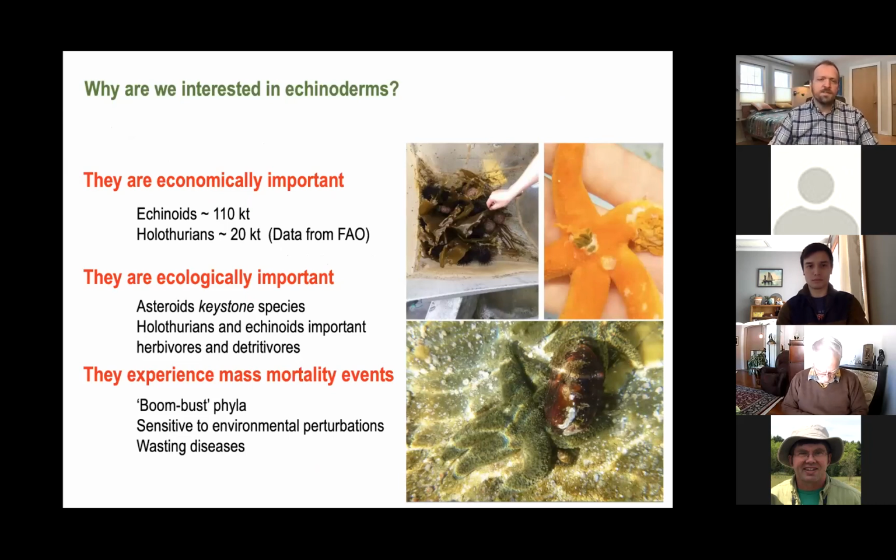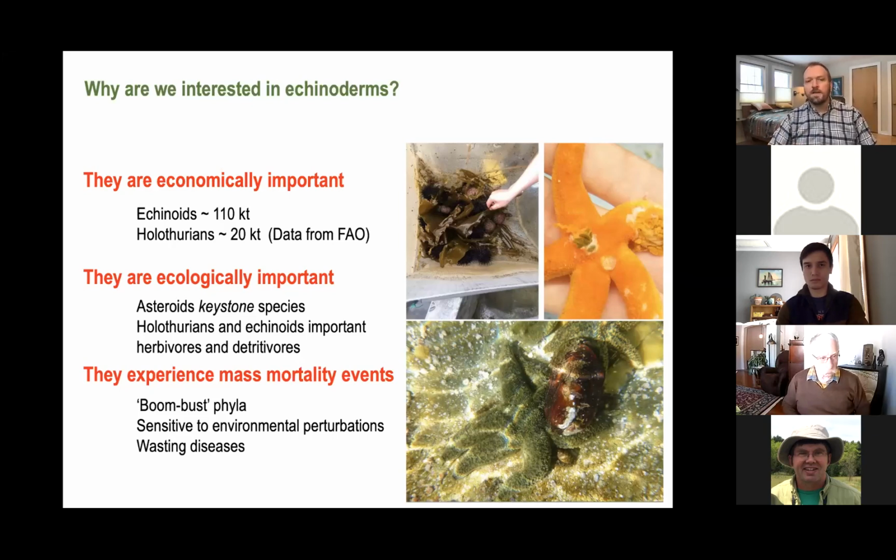We are interested in sea stars and echinoderms in general because they're both economically important and ecologically very significant, and they do experience these mass mortality events. As far as economic importance, echinoids, urchins are harvested as well as holothurians, sea stars less so. In fact, I'm not aware of any fishery for sea stars. However, they are consumed in certain parts of the world.